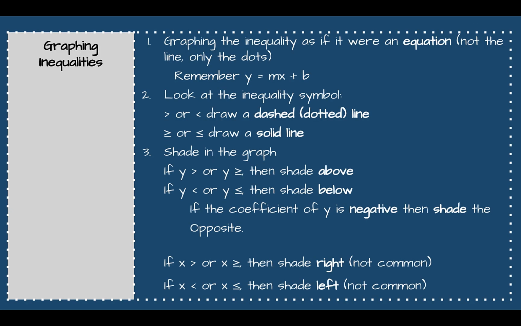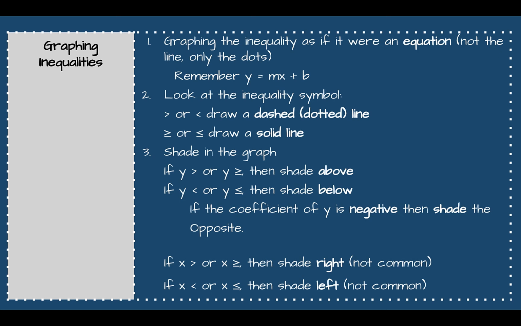First, let's look at our steps for graphing inequalities. It looks like there's a lot of information here. However, there's really only 3 steps. So, first step, you're going to graph your inequality as if it was an equation. So, just like we were graphing lines back in Topic 2, Lesson 8. But this time, we're only going to graph the dots, not the line itself, at least not originally. So remember that y equals mx plus b, where m is your slope telling you how much to go up and over, and b is your y-intercept or your start point.